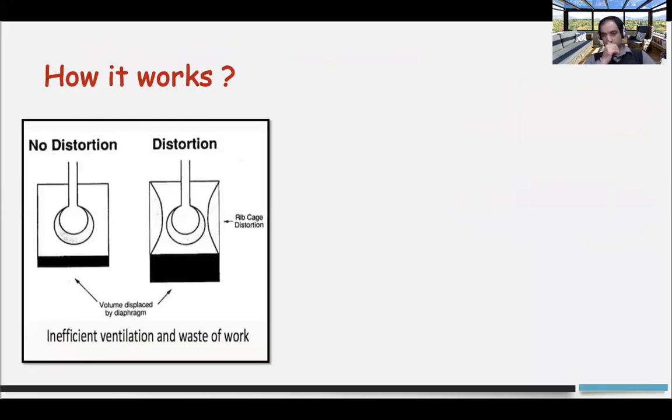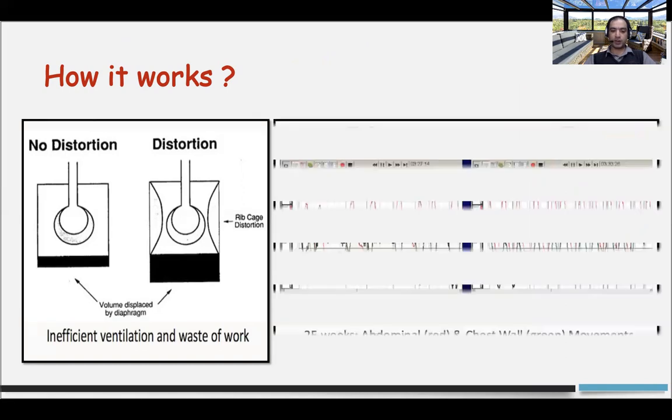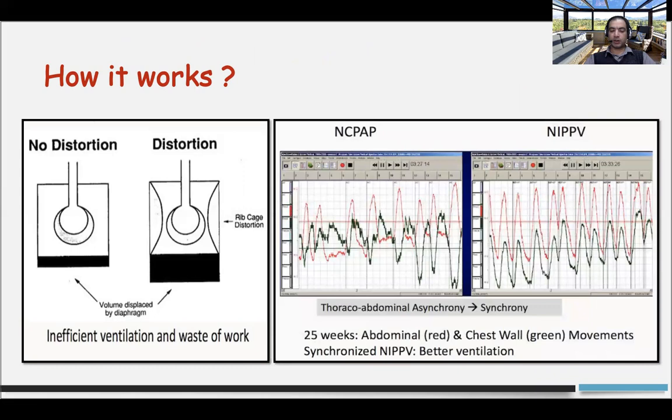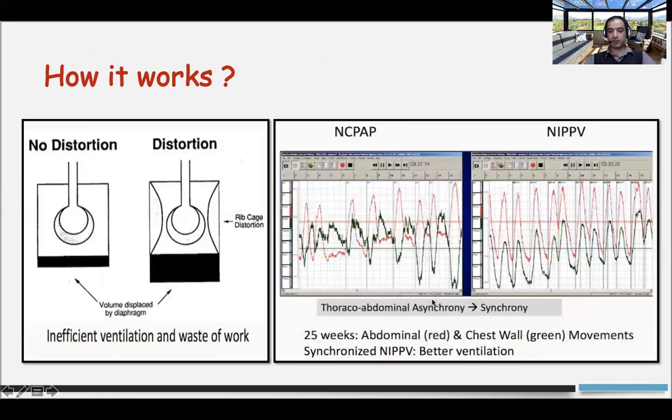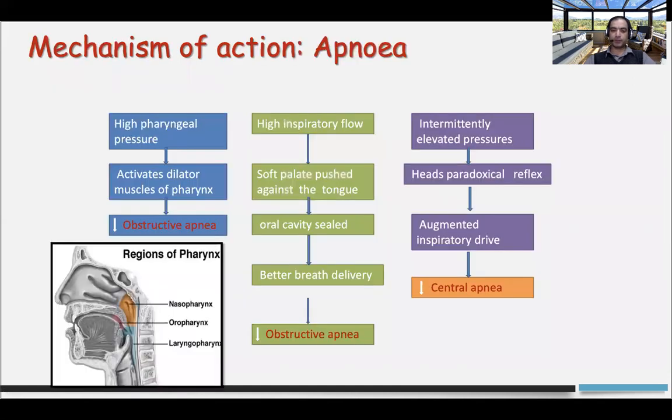It was also shown to decrease work of breathing and prevent distortion of the rib cage. The asynchrony, as shown in the diagram, which is seen with nasal CPAP between the thorax and the abdomen, is not seen in NIPPV, especially the synchronized form. Better synchrony means more patient comfort and decreased work of breathing.